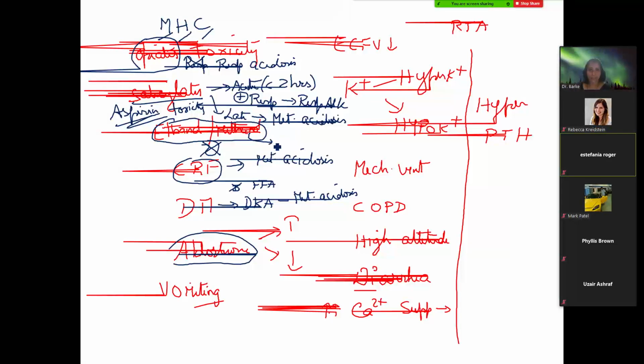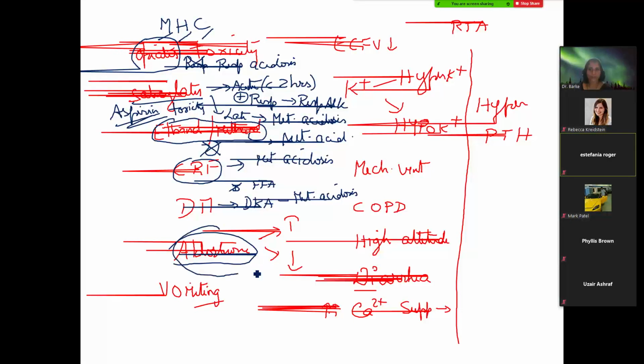So in methanol and ethanol poisoning, alcohol poisoning, they generate acids, formic acid, oxalic acid. So what does that give rise to? Metabolic acidosis. So thank you. Yeah, I missed that. So it is metabolic acidosis.